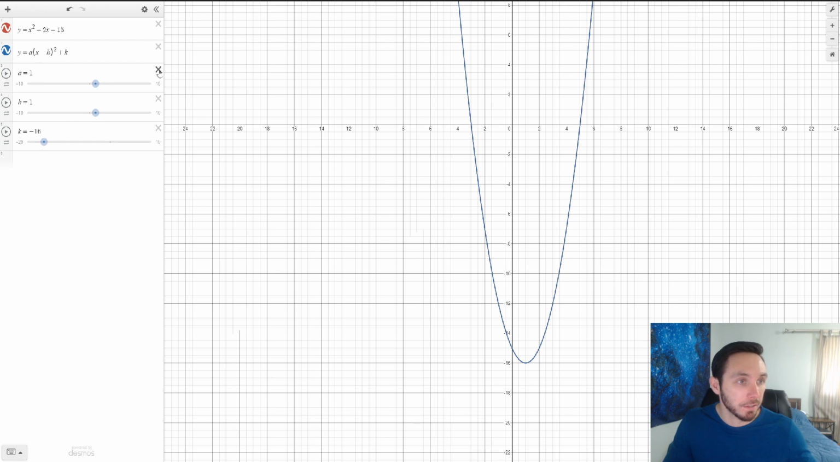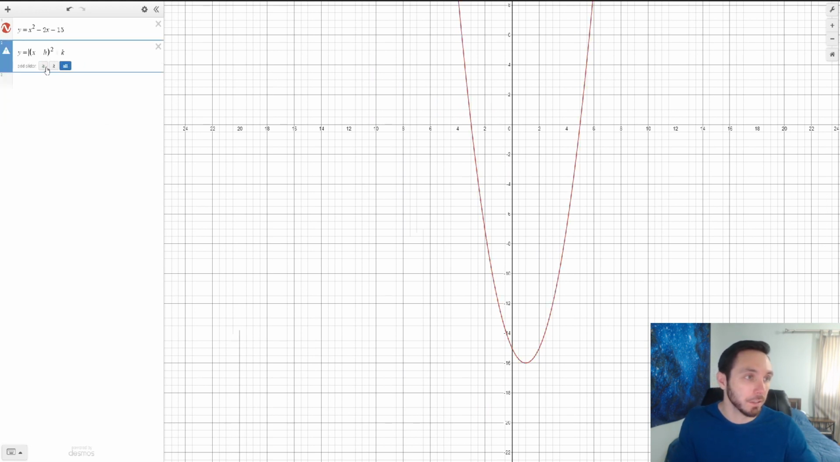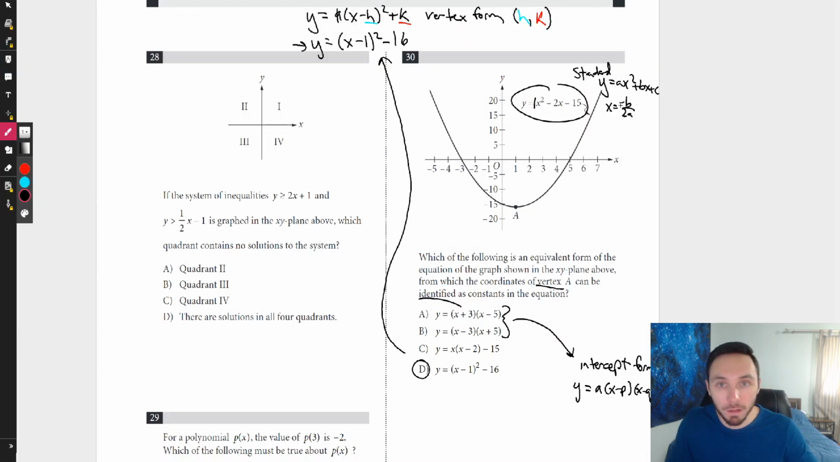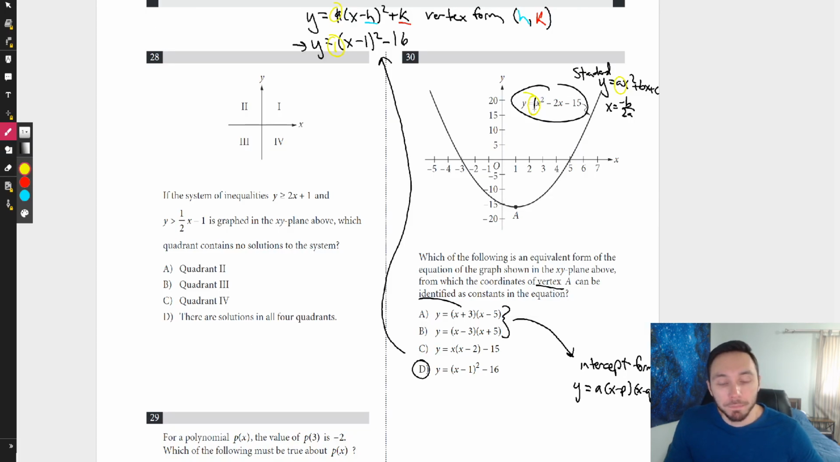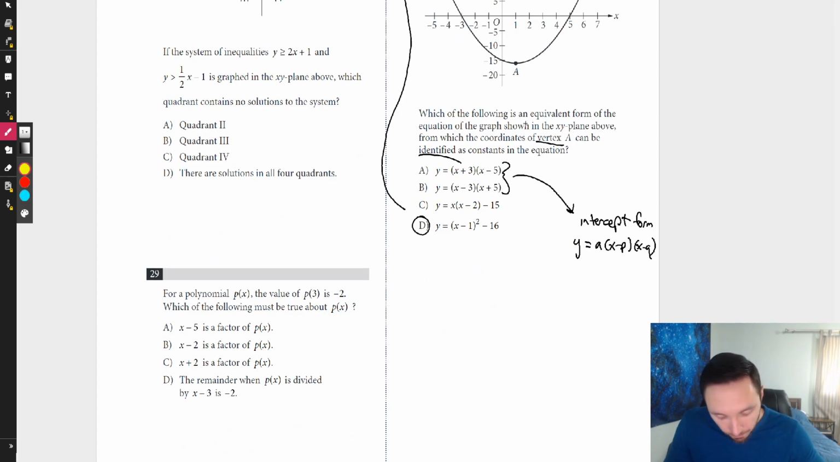Both of these equations are the same. If you don't like these sliders here, sometimes people don't like them, I'll just go ahead and leave this as a 1 because our a value is 1 in the standard form. Anyway, and then this was an h value of 1, k value of -16. So you can see they're the same line. I can turn these on and off and it shows the same exact graph. Okay, moving on. We have 28 next.